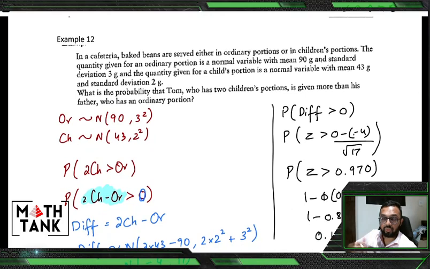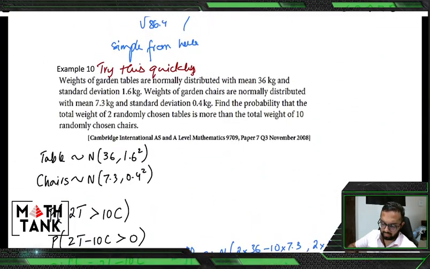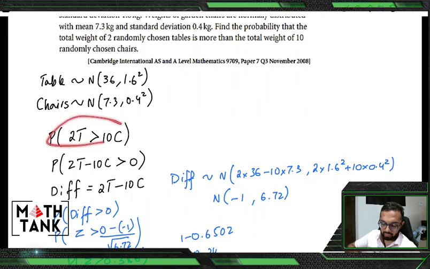Moving on quickly, sometimes the subtraction isn't very obvious. Let me go back and show you this question. It says weights of garden tables are normally distributed with mean this and variance that. Weights of garden chairs are normally distributed. Find the probability that the total of 2 randomly chosen tables is more than the total weight of 10 randomly chosen chairs. So first I've written 2t is greater than 10c, but I know that I can't calculate on both sides. I need a number on the other side. So I move this here and I create a new variable called 2t minus 10c, 2 tables minus 10 chairs.